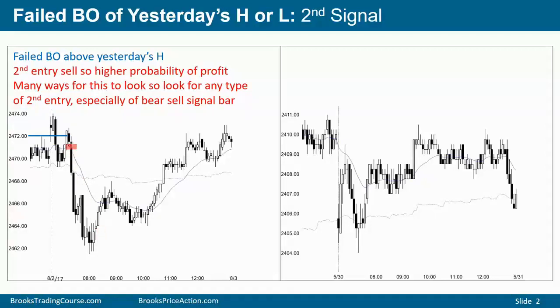A second entry of any trade has a higher probability of success. A bear bar closing on its low is a much better sell signal bar than the bull bar here. Therefore, it's a higher probability sell. A very important point is that there are many ways for these second entry trades to set up, and you have to be open to anything. What you have to be focusing in on is a reversal and then a second reversal, no matter what it looks like. And you want the second one to have a good signal bar.